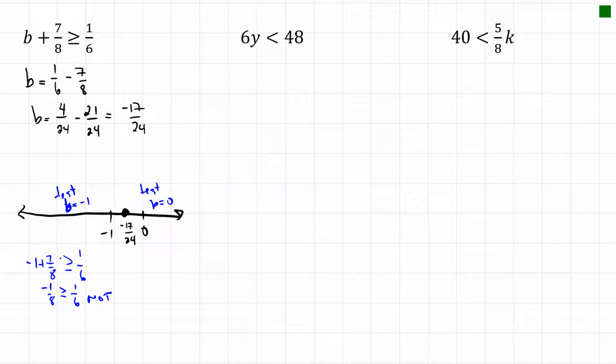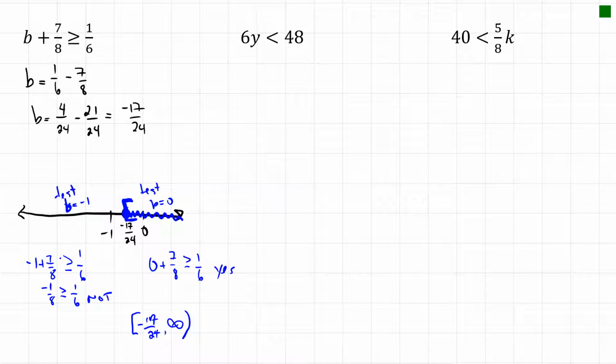And then I'm going to test b equals 0. So 0 plus 7/8. Is that greater than or equal to 1/6? Yes. So that means I shade to the right. So my answer on the number line looks like that. It includes the 7/8, so you might see it as a square bracket in the answer key. In interval notation, it's -17/24 to infinity with a round bracket.